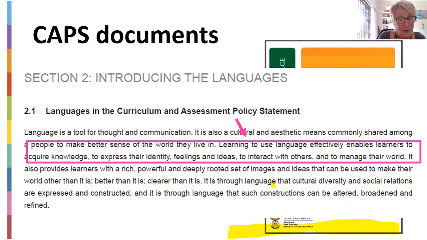I'm going to highlight a few other things here. Through language, you can show your different cultural diversities, make social relationships and how you express them. And then you're also going to be able to use language to alter constructions of people about you, to broaden them so they understand your identity far more, and also refine and change them. So this is the power of language, what language can do. And if you can't use language, you're not going to be able to do this. So we are equipping our learners to use language for interaction and to shape their world, in a diverse and very tough world it is at times as well.